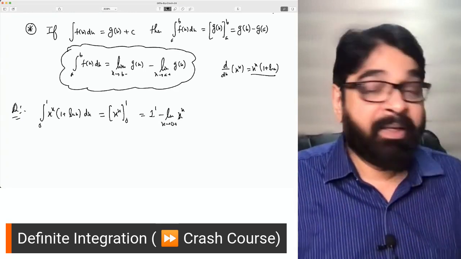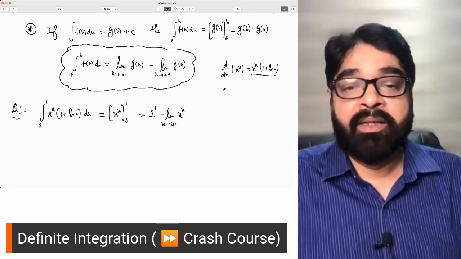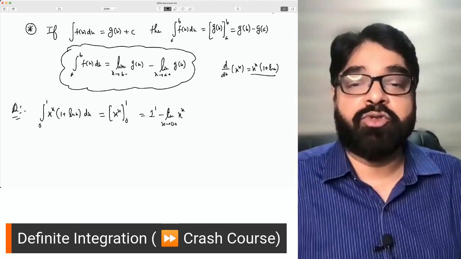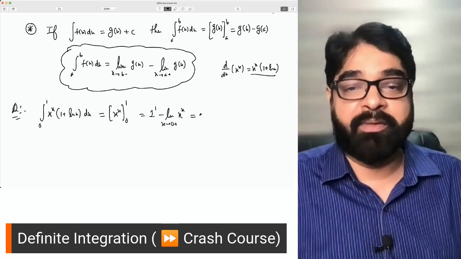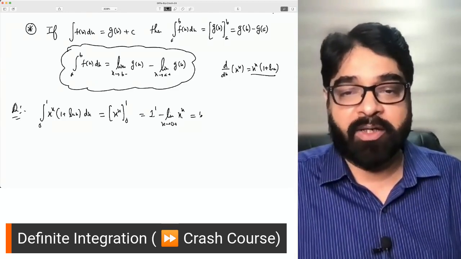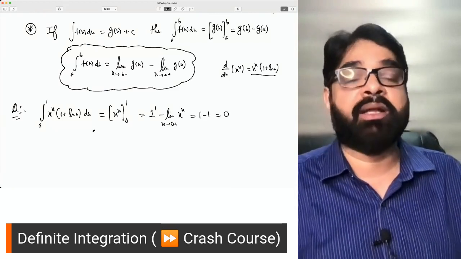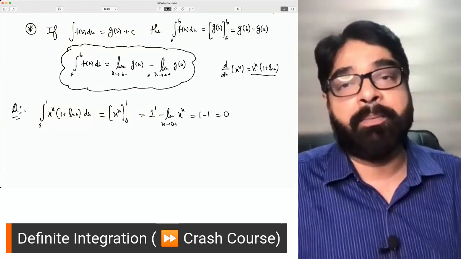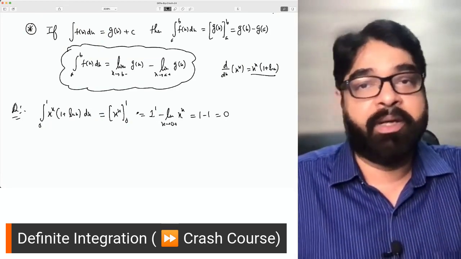Limit topic, if you remember, whenever the form is 0 power 0, the answer used to be 1. If you don't know, please revise the limit. 0 power 0, answer is 1. So 1 minus 1, the value will be 0. So the answer of this question is 0. That's the application I told you at this point. I hope it's clear to everybody.